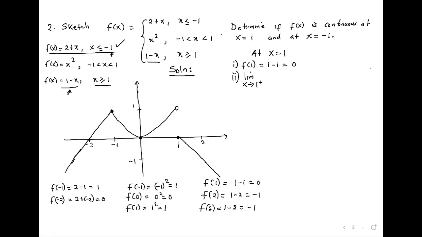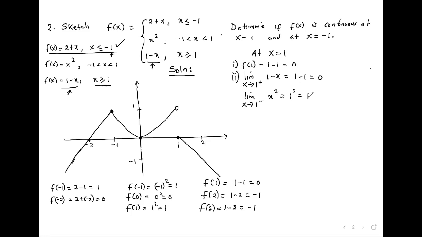And this function here is given in the question by 1 minus x. So in getting the limit, we'll put 1 minus x here and substitute, we get 0. This is not the only limit as we approach 1. We also have 1 approached from left, where now we don't find 1 minus x, but we find x squared. So 1 squared is equal to 1.